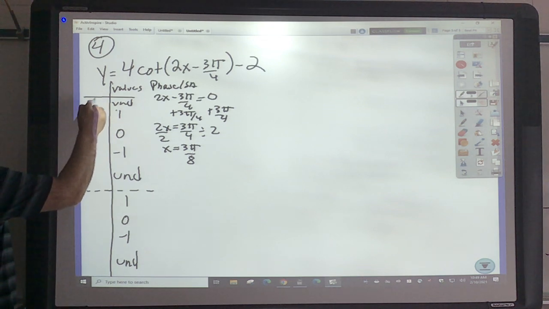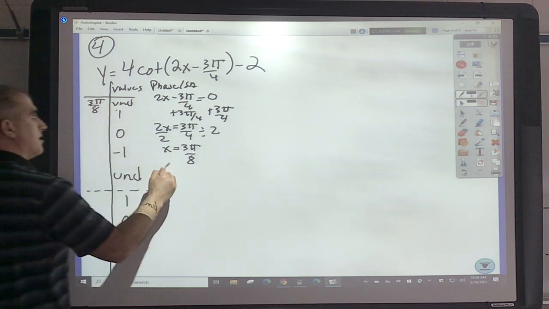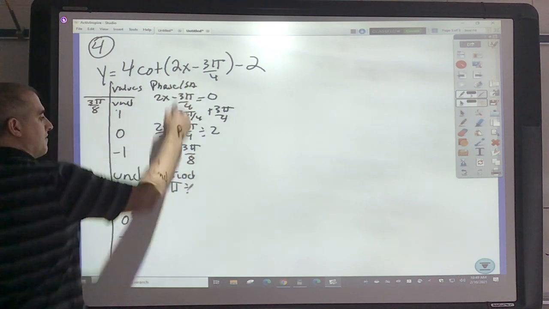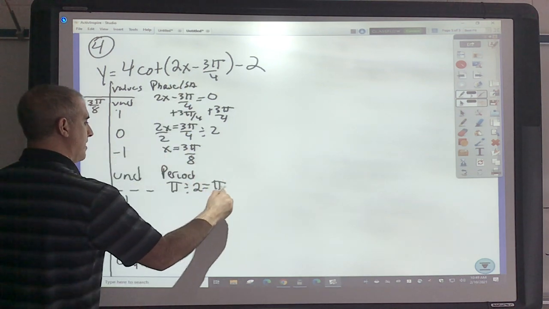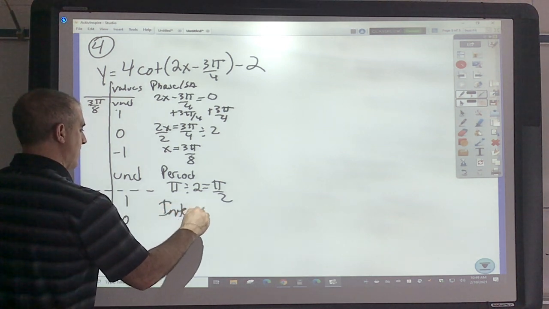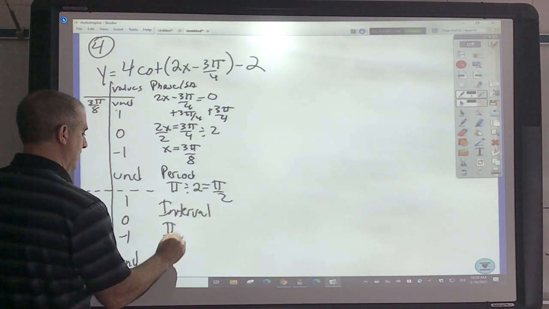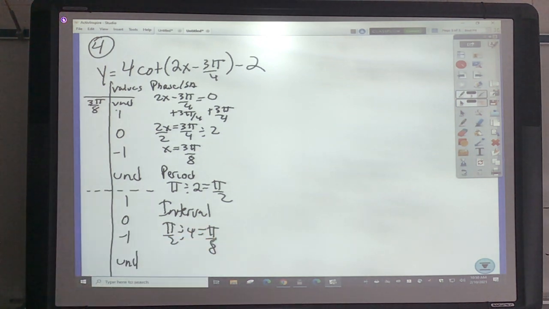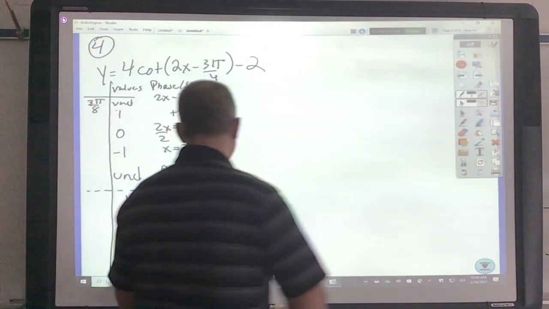Okay? All right, to get the period, I take pi divided by the number that's in front of x, which is 2, which would be pi over 2. Okay, my interval is going to take that period of pi over 2 and divide by 4. That would be pi over 8. Okay, for that part. Now we're getting into the battle of fractions.